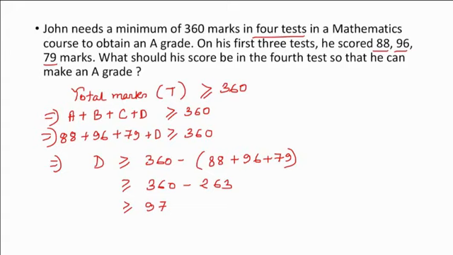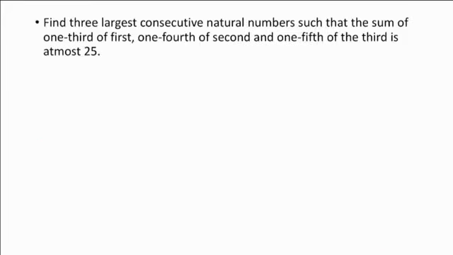Now what is asked in this question is what should be his score on the fourth test so that he can make an A grade. So his minimum score should be 97, or he should score more than 97. So the answer for this question is more than or equal to 97, or we can write greater than or equal to 97. So I hope this question is clear to you. If that's so, then let's move on to the next question.